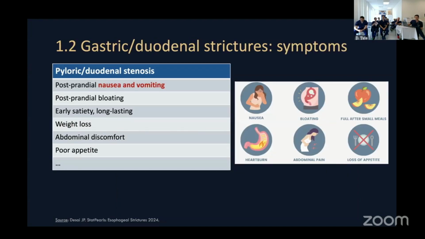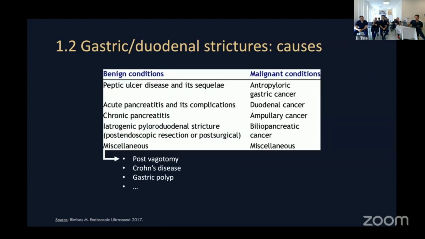For gastric and duodenal strictures, the symptoms are similar to gastroparesis or a gastric outlet syndrome, and it's nausea and vomiting, and then some less sensitive or specific symptoms, I would say, like bloating and early satiety, etc. What are the causes here?